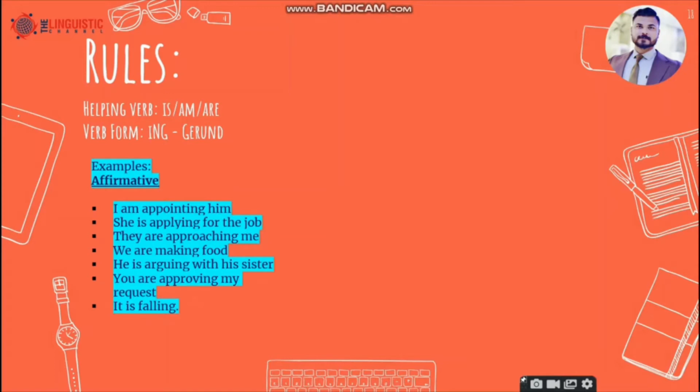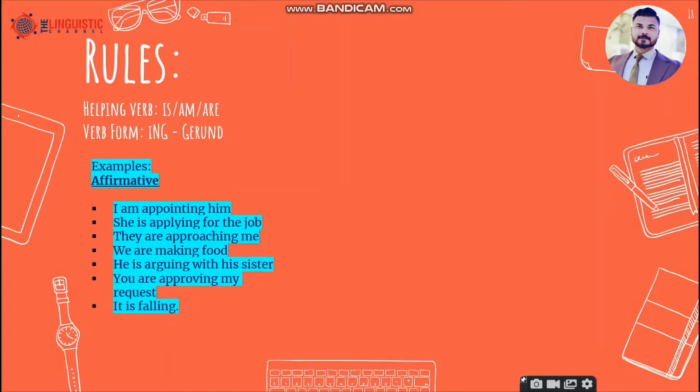You know, as whatever you would like to add here, since it's just an example, और मेरे पास इतनी जगह थी नहीं कि मैं उसको इतनी लंबी लिख सकूं, तो I've just put it like this. तो मैंने एक sentence को complete किया. The next sentence is she's applying for the job, right? कि भाई वो जॉब के लिए अप्लाई कर रही है, ठीक है, and they are approaching me, or they are approaching me, or we are making food, or he is arguing with his sister.